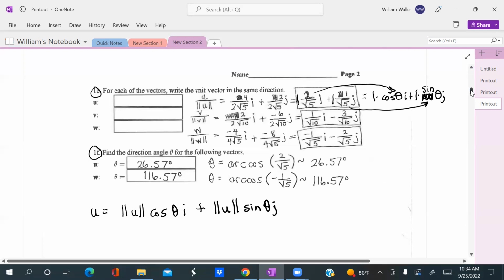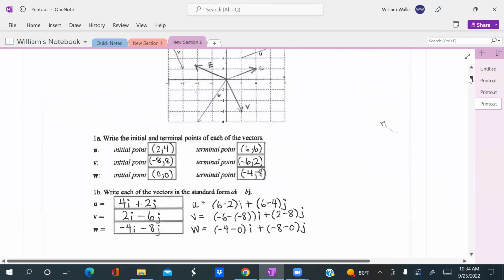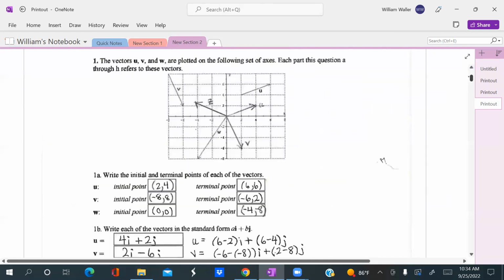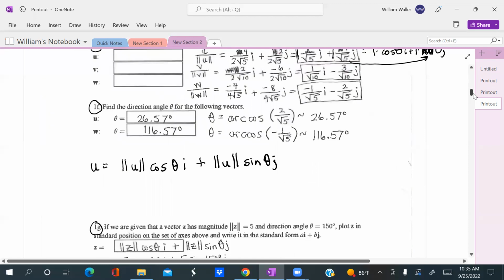Let's check and see if that looks correct, because we drew a picture of u up here. There's a picture of u, and this direction angle theta, according to our calculations, is the angle that the vector forms with the x-axis. Remember, that's supposed to be approximately 26.57 degrees. That looks about right to me. That angle could be 26.57 degrees, a little bit less than 30 degrees. So that gives me some confidence that my calculations here were correct.